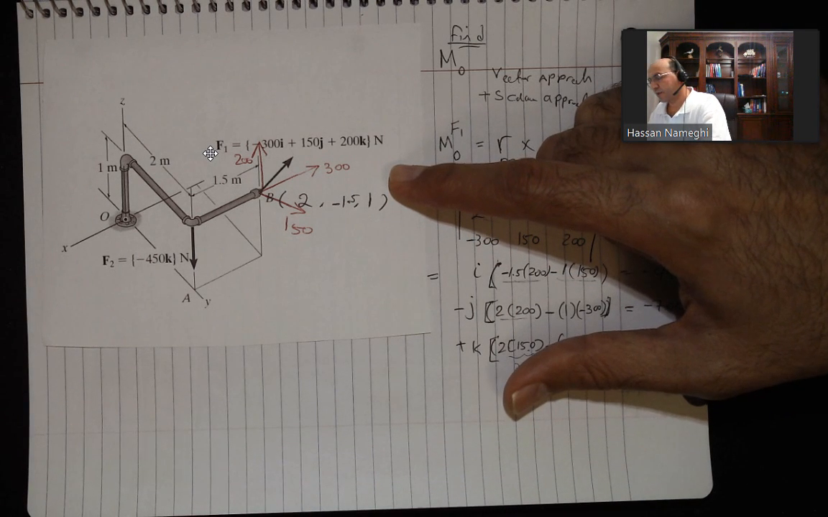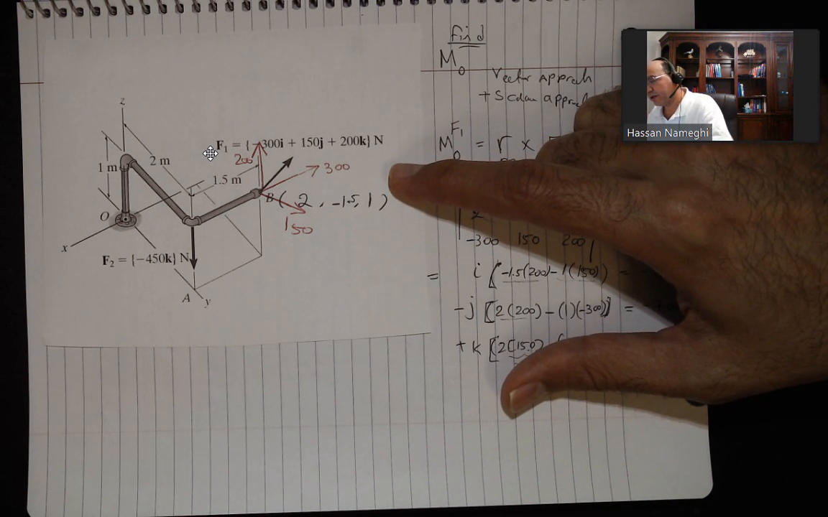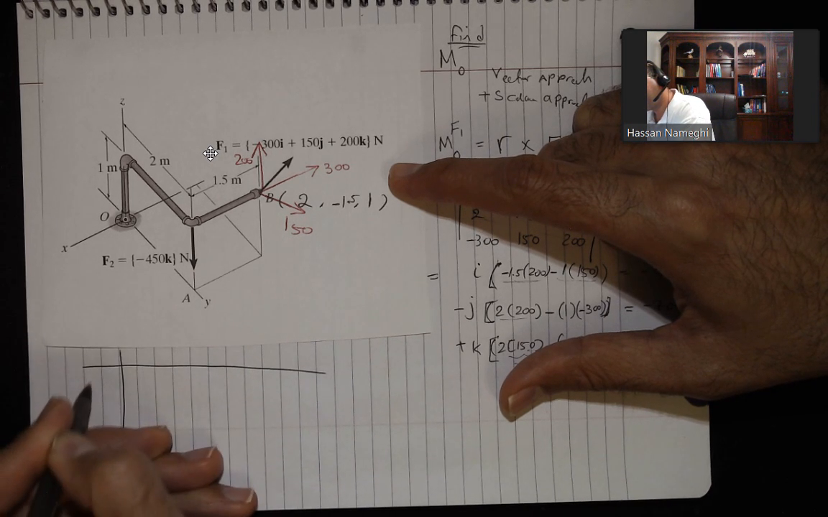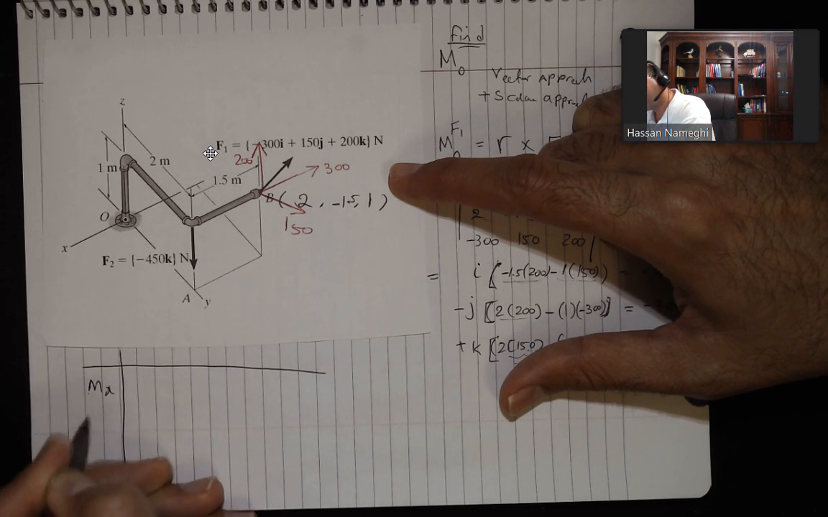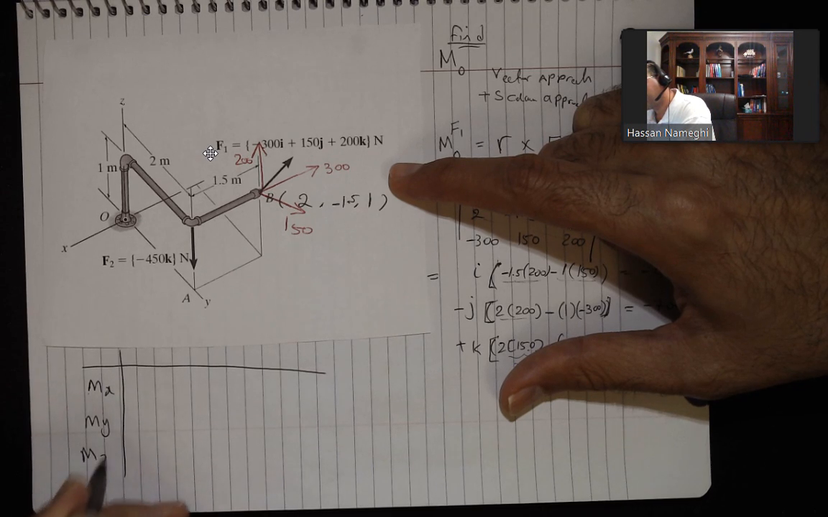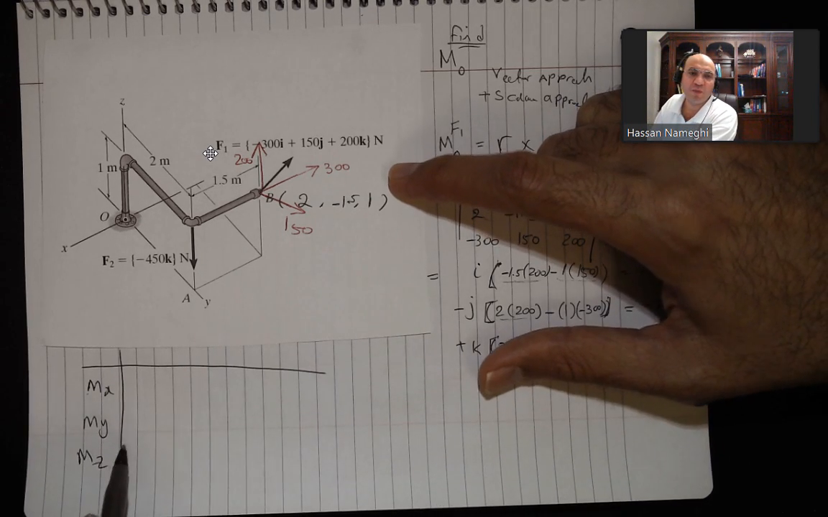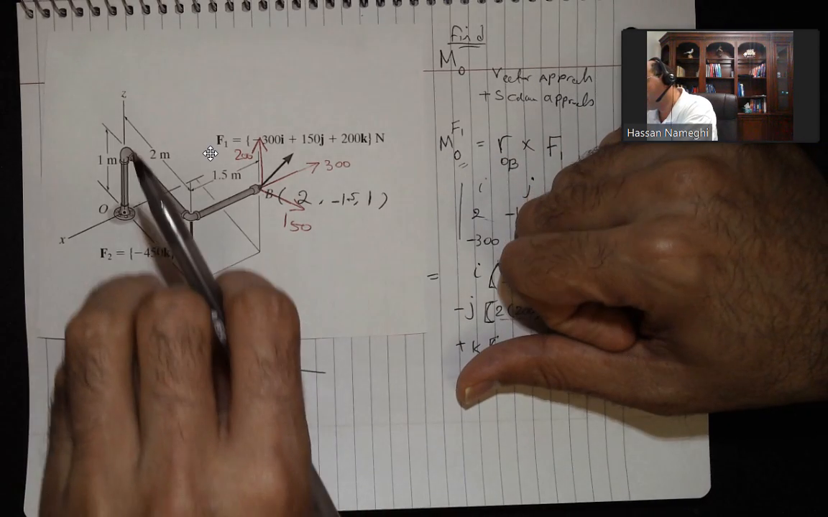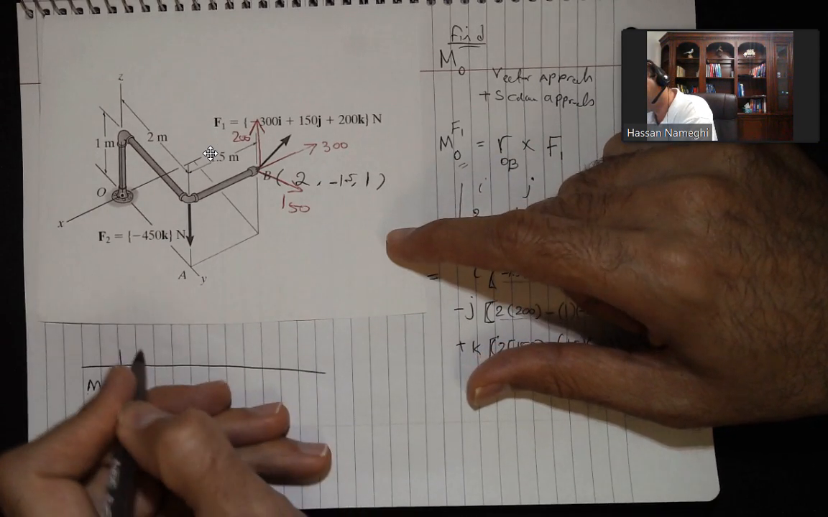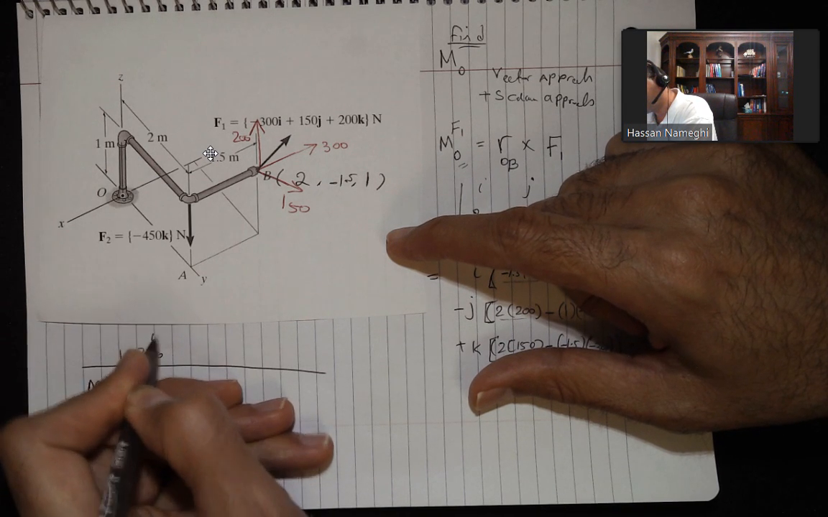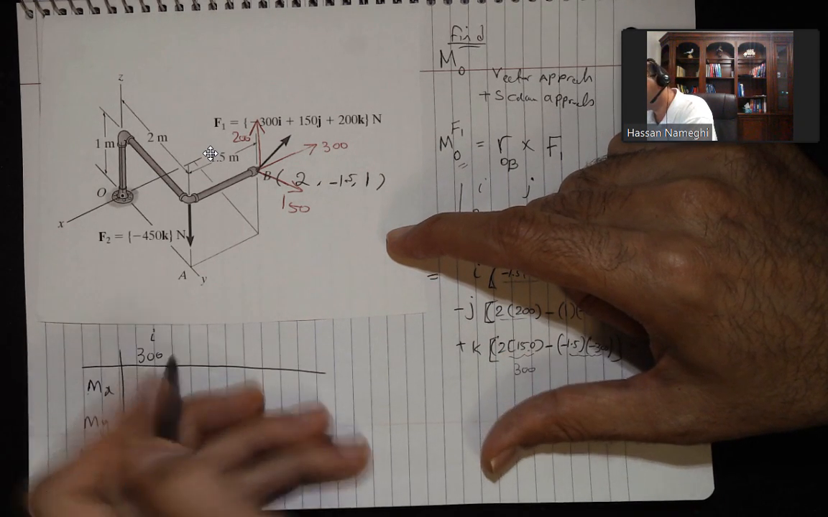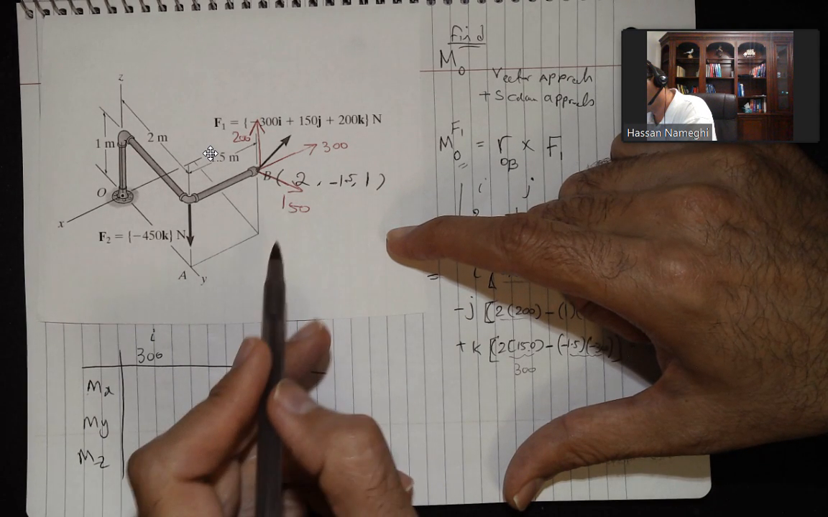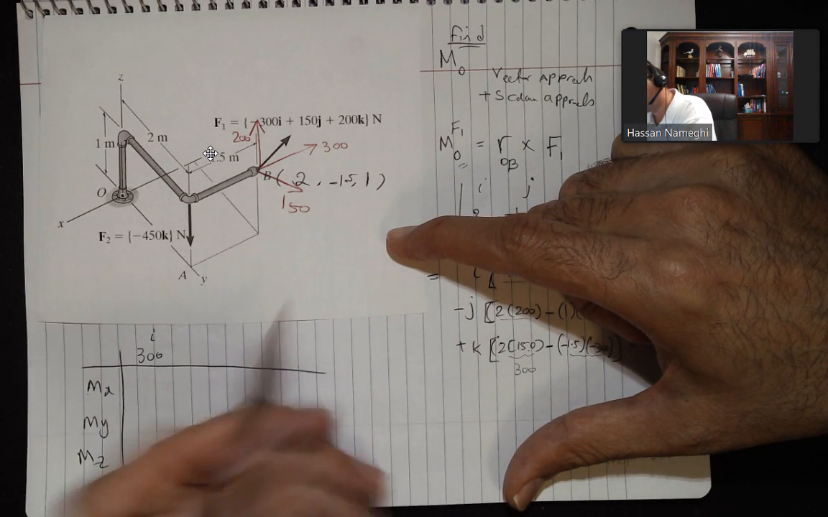So let me draw that table. I'm doing moment about the x-axis, moment about the y-axis, moment about the z-axis. We do this table because we don't want to omit anything. We don't want to miss them. So the first force is 300. I'm going to put 300 here, and I'm going to put a little i on there to remember that force for x. And then I have the 150, which is on the y.